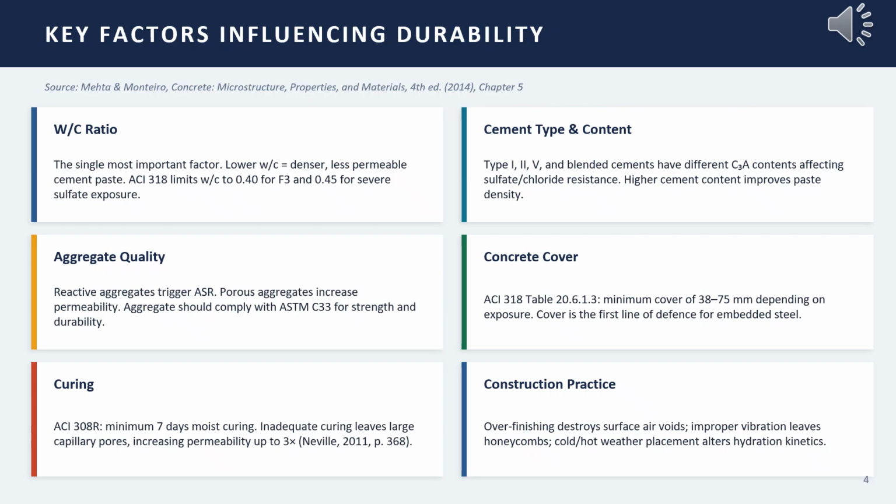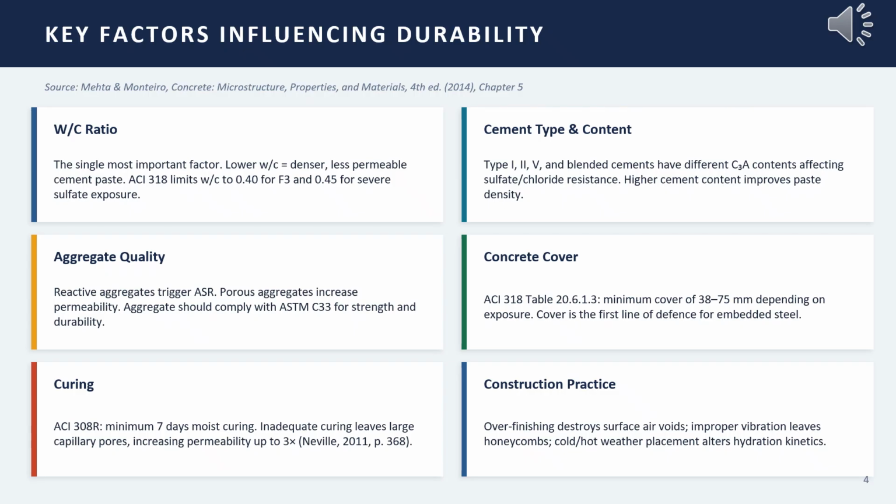Fifth is curing. This is probably the most neglected factor on construction sites. ACI 308 requires a minimum of 7 days of moist curing. Inadequate curing leaves large interconnected capillary pores in the paste. Neville's data shows permeability can be 2 to 3 times higher in poorly cured concrete versus properly cured concrete even at same water cement ratio.